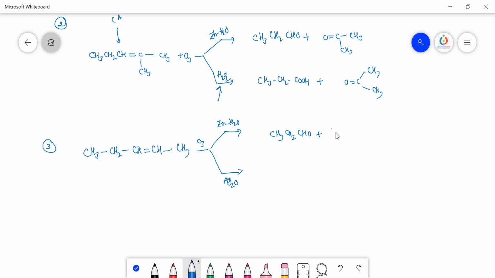This is CH2, again CH3, CH4. Both are aldehydes. And here, hydrogen atoms are there on the double bonded carbon atom, so both will be converted to their respective carboxylic acids.